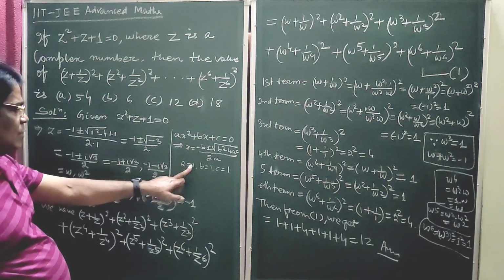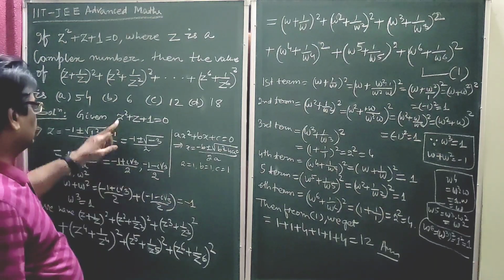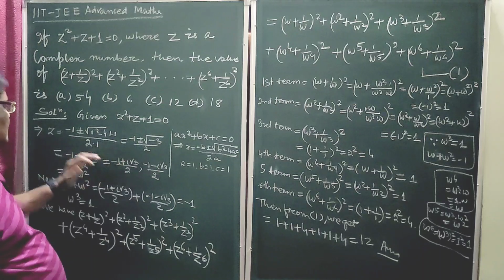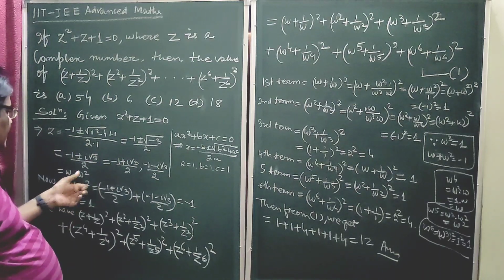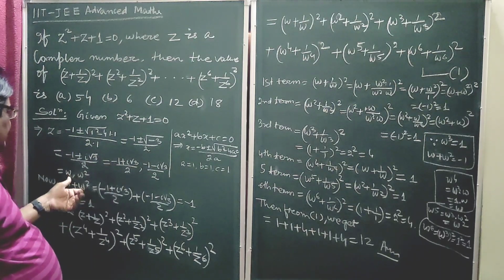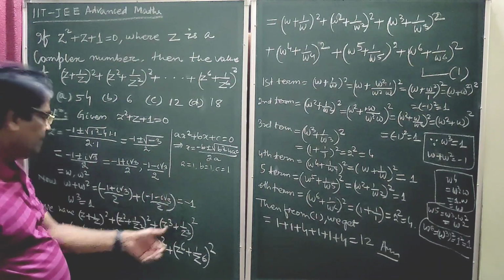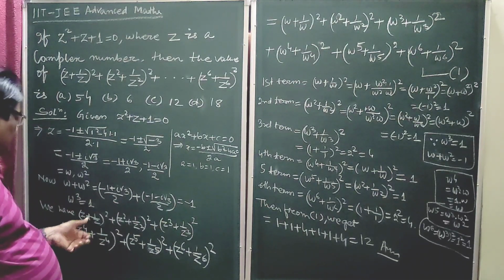So here a is equal to 1, b is equal to 1, c is equal to 1, because z square plus z plus 1 is equal to 0. Applying this value, we get these two values. One is omega, other is omega square. Now adding these two values, we get minus 1. We know omega cube is equal to 1.